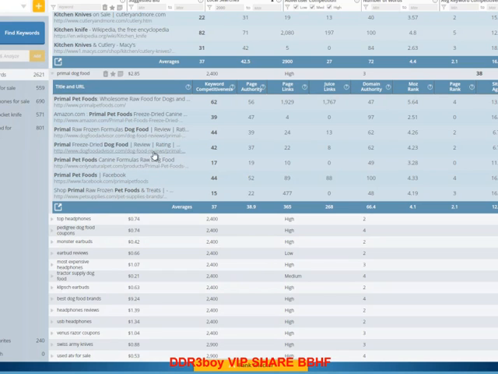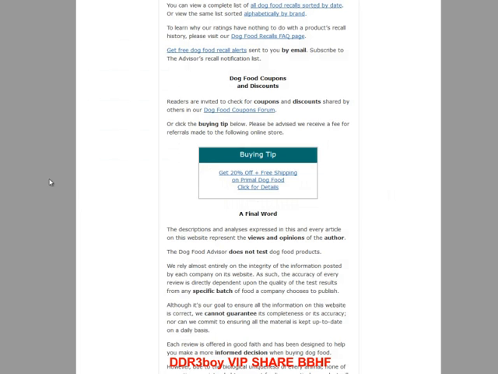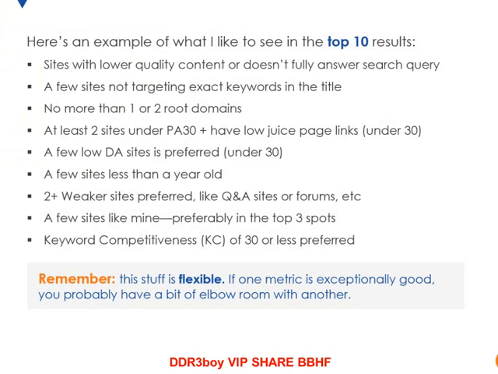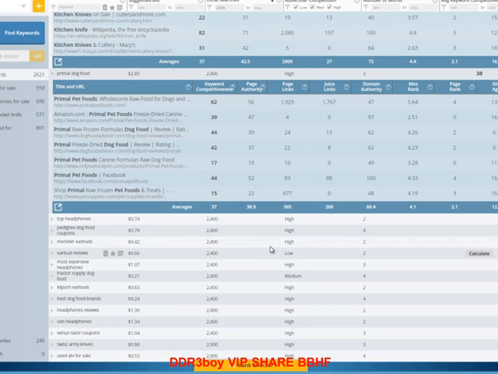However, it's very authoritative. It's been around 7 years. I wouldn't really call it a site like mine because it's not newer. However, it is an affiliate website, so you have that. Preferably in the top 3 sites. And then the final kicker is the keyword competitiveness of 30 or less. It's at 38.